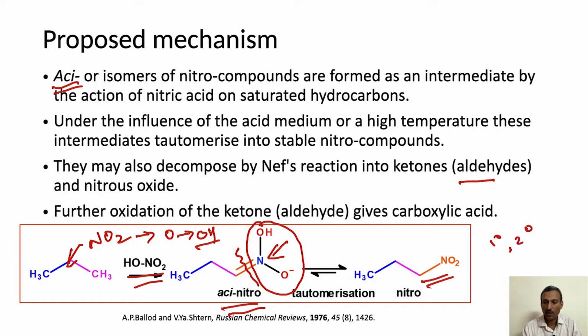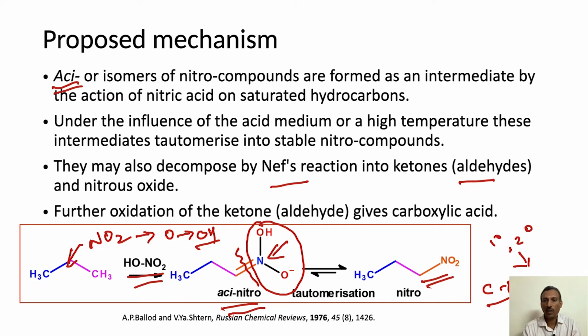primary and secondary alkyl groups which can be replaced, that is the CC fission that happens in the gas phase nitration. So that CC bond fission reaction is also one of the important steps involved in the nitration reaction. There is also another method. This intermediate can undergo reaction by the Nef reaction. So the formed nitro product may undergo Nef reaction into ketones and nitrous oxide.